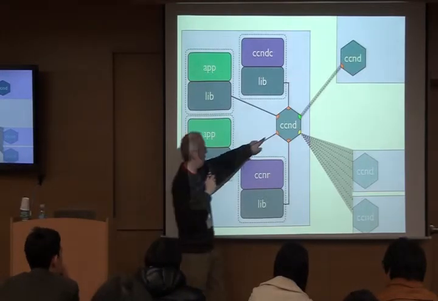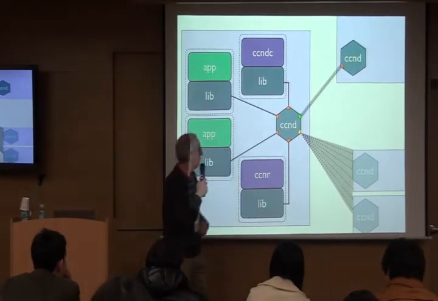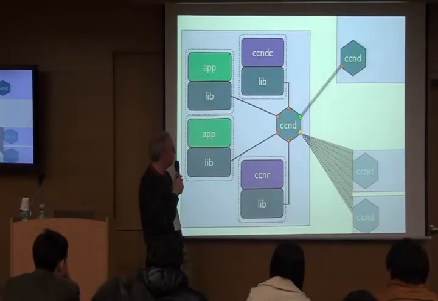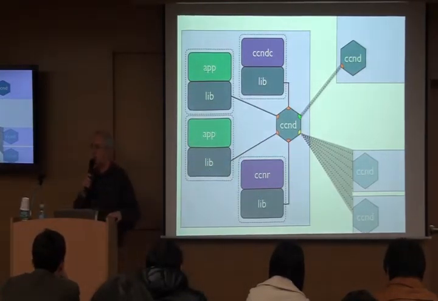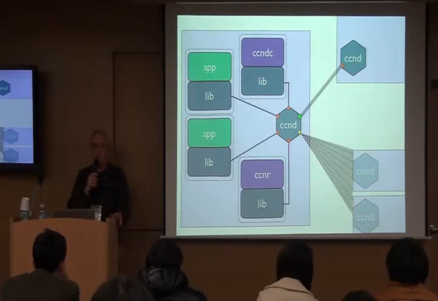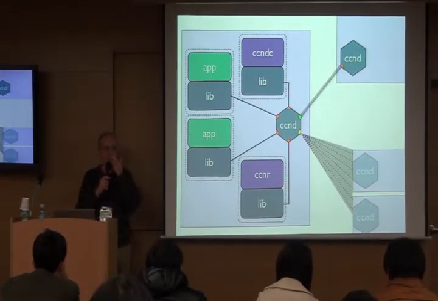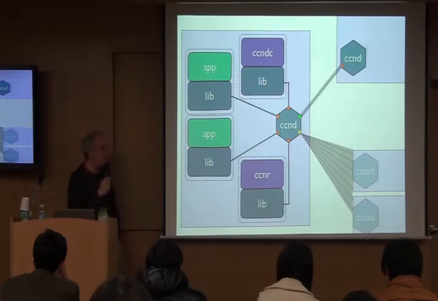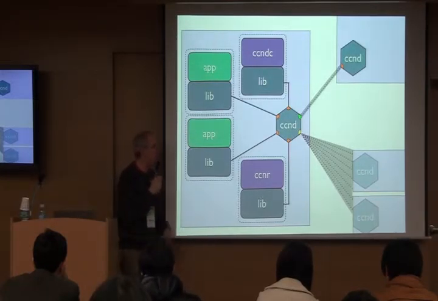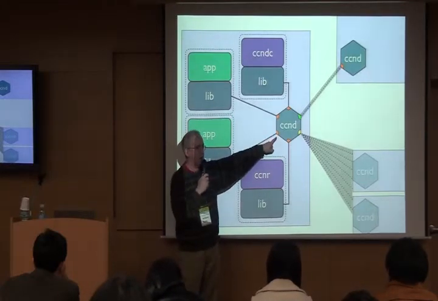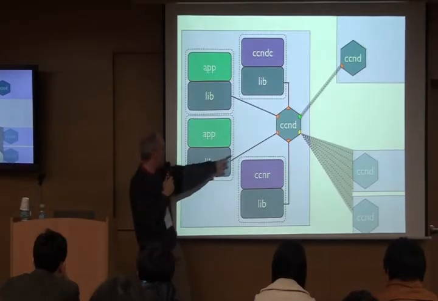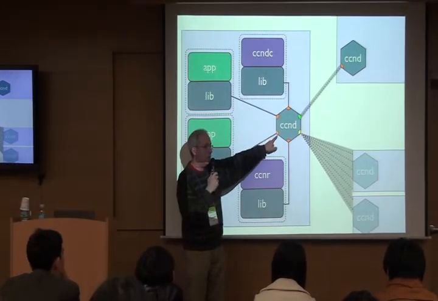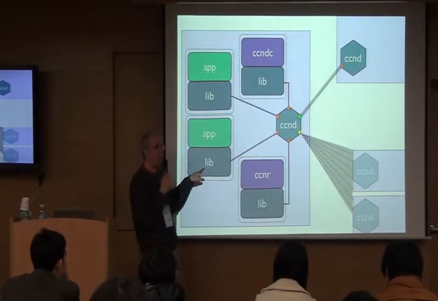And we have these little colored symbols in the corners, and they represent a concept in the CCND called a face. We use the term face as a generalization of the idea of interface that you're familiar with from IP. The reason we call it face is because these are not just hardware interfaces like an Ethernet card. As we see in this picture, here's a face that is directly connected to a local application.